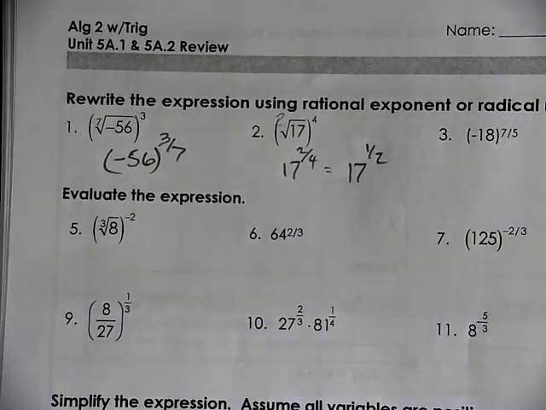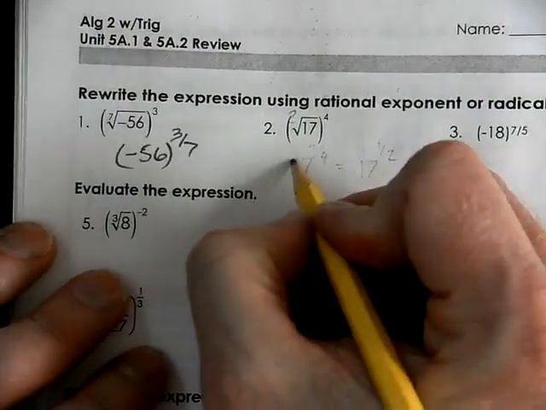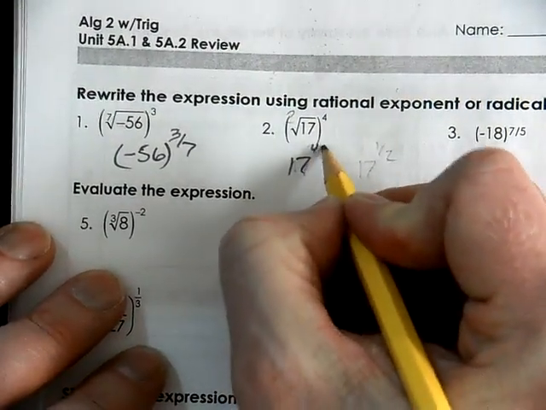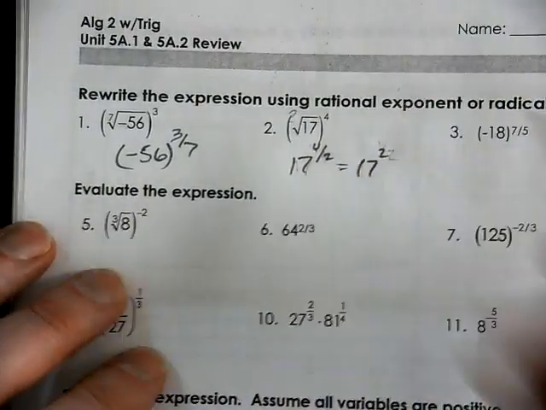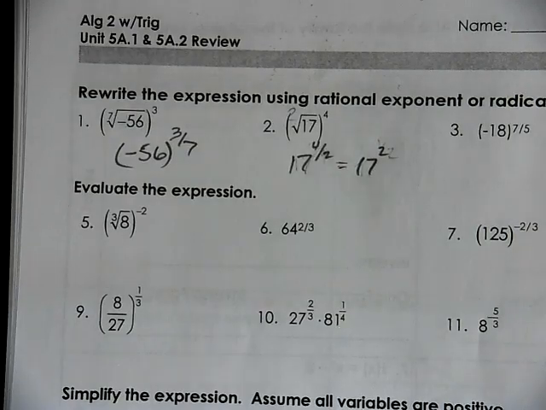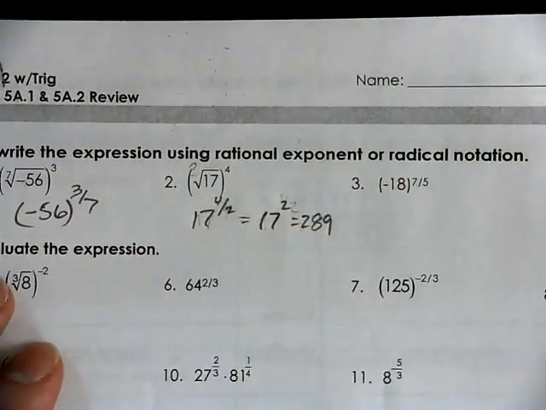Oh, I wrote that backwards. Take that back. I did exactly what I said not to do. The index is your 2. Okay. You can call that 289 if you wish.